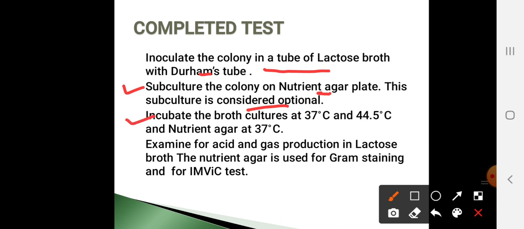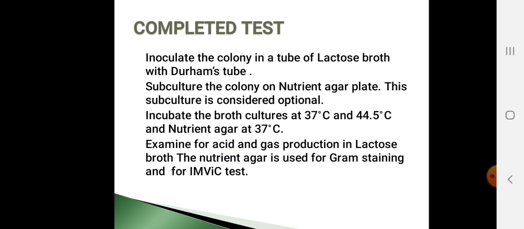Incubate the broth cultures at 37 degrees Celsius and at 44.5 degrees Celsius, and the nutrient agar at 37 degrees Celsius. Here the nutrient agar is optional, and it is not necessary to be strict about the nutrient agar plate. On the next day, we note the acid and gas production in the lactose broth. The nutrient agar is used for gram staining and to perform the IMVIC test.